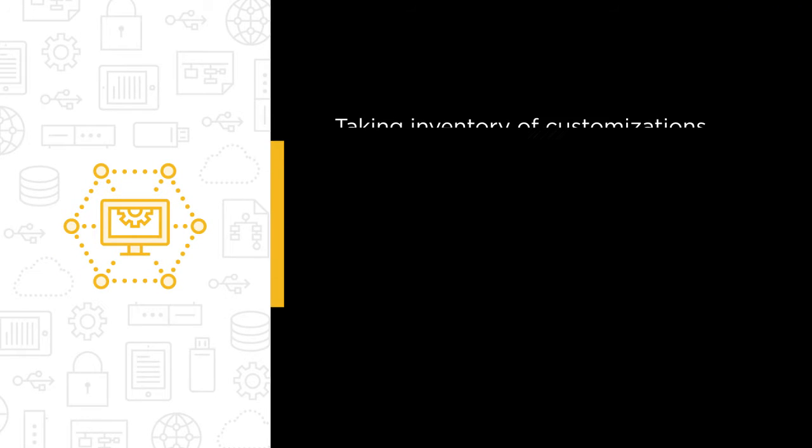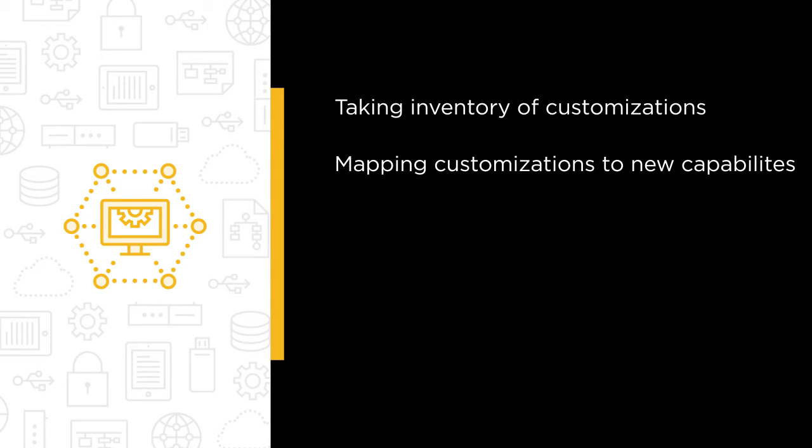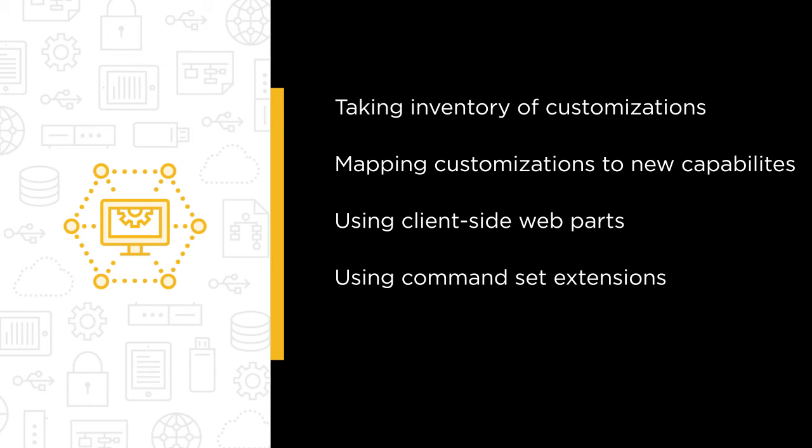Some of the major topics that we will cover include taking inventory of the customizations already deployed in your environment, mapping different types of legacy customizations to capabilities provided by the SharePoint Framework, using client-side web parts and application customizer extensions to replace legacy script editor web parts, using command set extensions to replace user custom actions, and using field customizer extensions to replace JS-Link customizations.